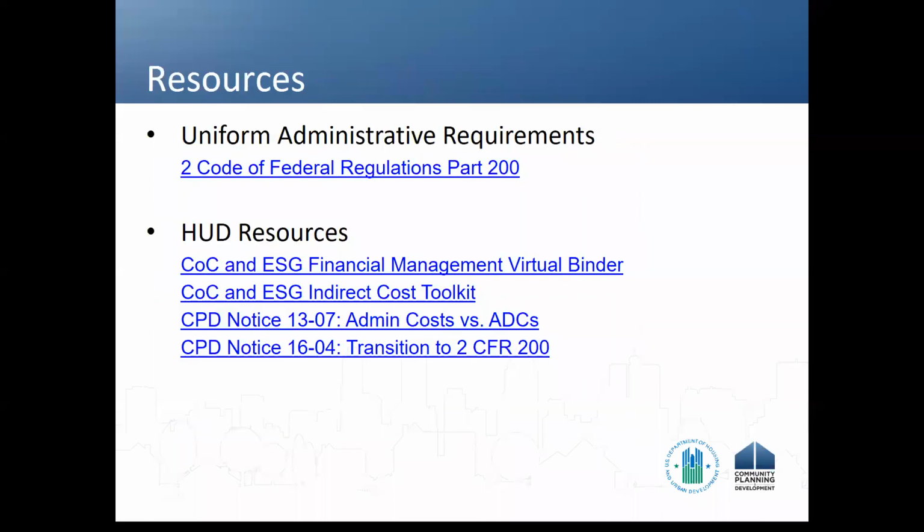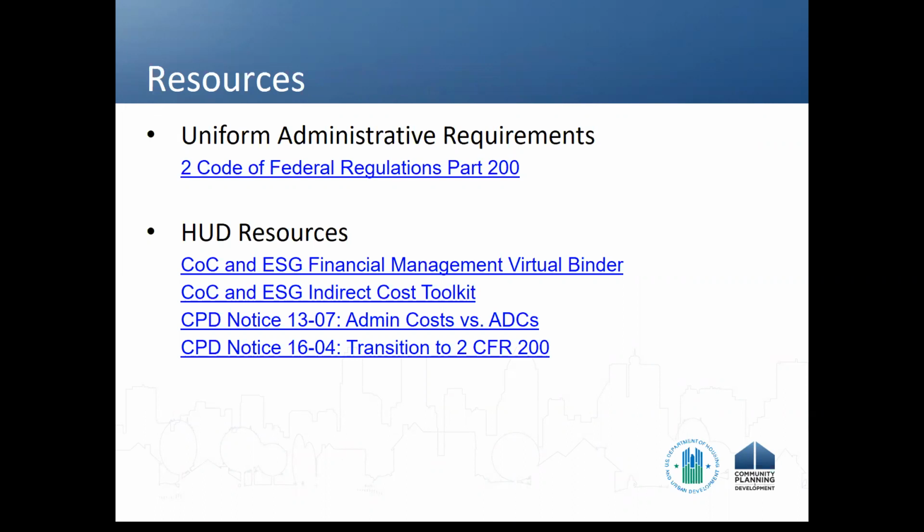So this is the second to the last slide. The following are links to resources on the topics we covered today. So you've got the uniform administrative requirements at 2 CFR 200. You also have 2 resources provided by HUD for COC and ESG financial management and indirect cost toolkit. And then 2 CPD notices.